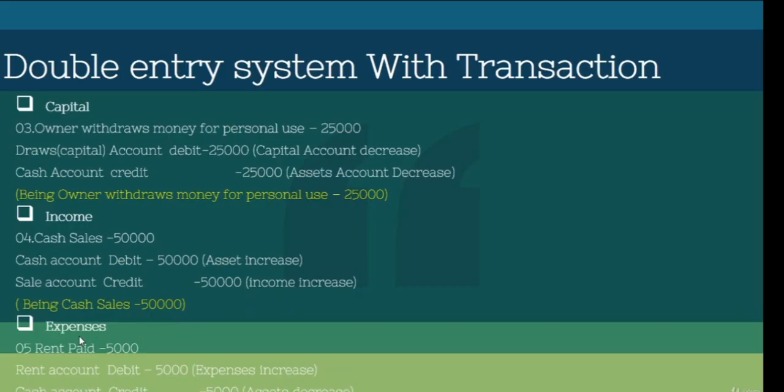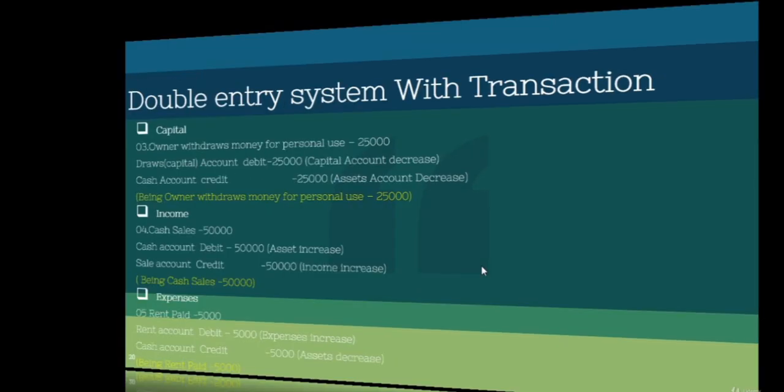The next one is expenses. Rent paid 5,000. In this transaction, cash decreases, it means assets decrease, and rent is one of the expenses, so expenses increase. Expenses increase is called debit, and asset decrease is called credit. So rent account debit 5,000 and cash account credit 5,000. The narration is rent paid 5,000.